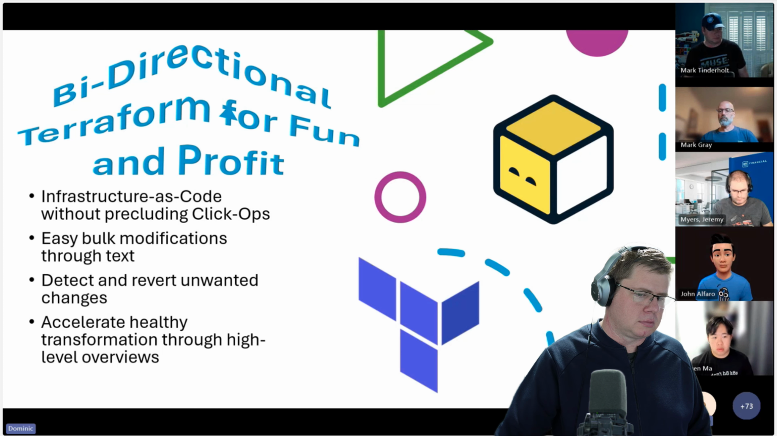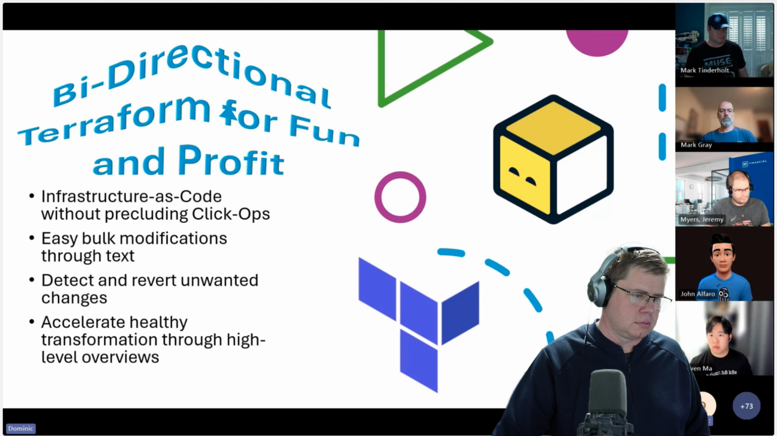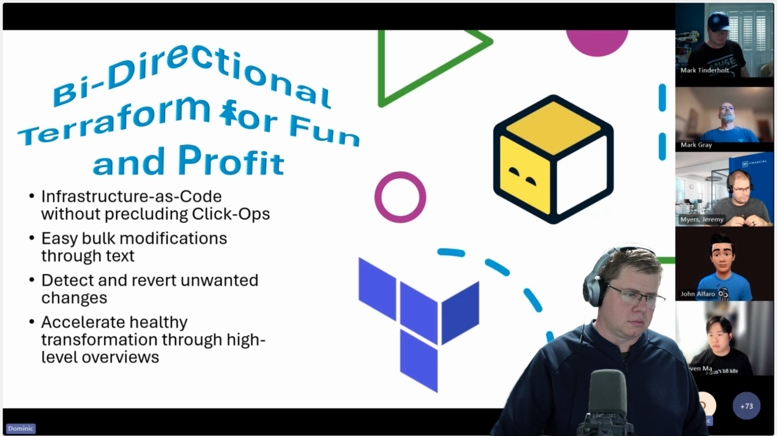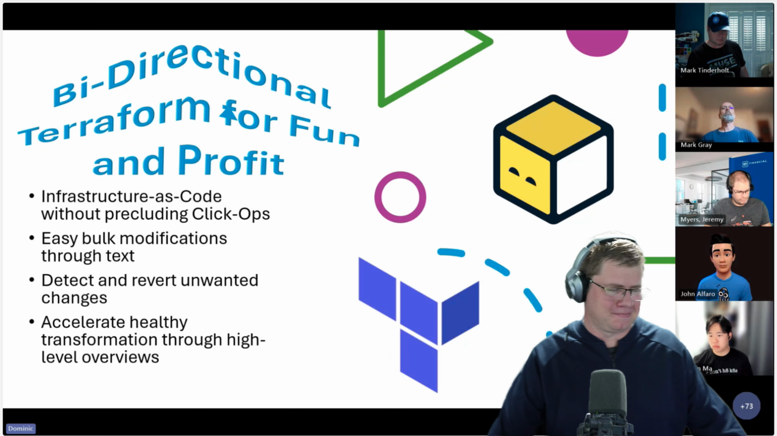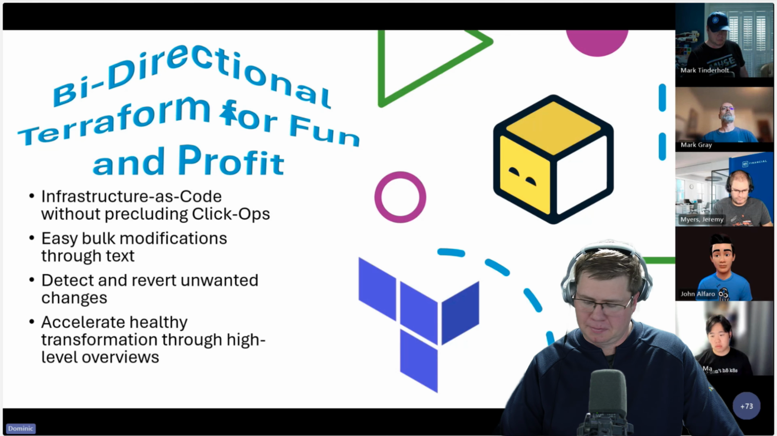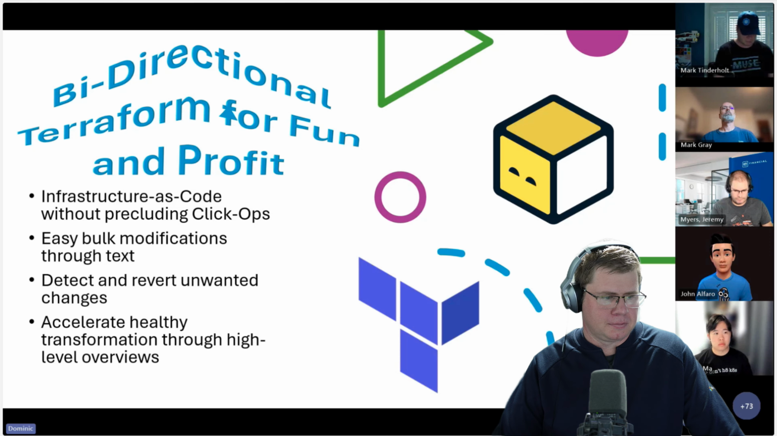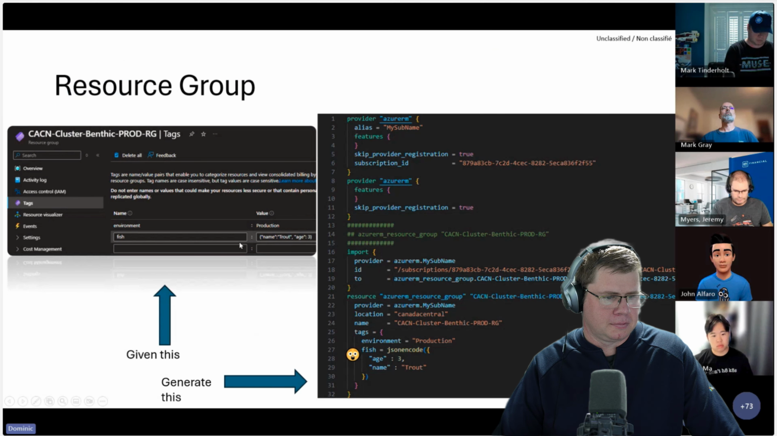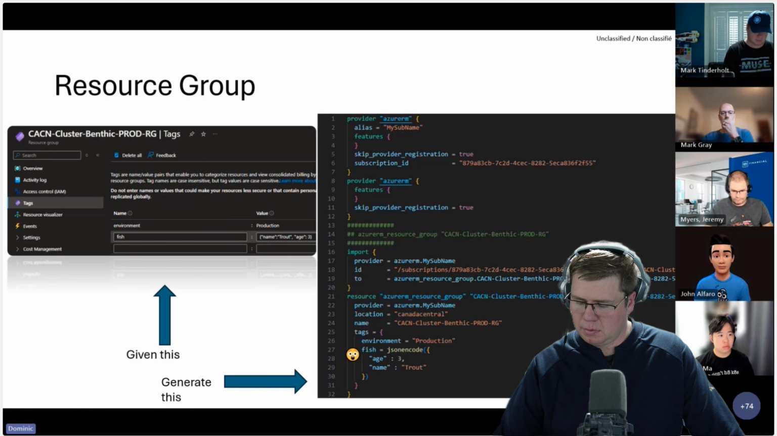precluding ClickOps. So if you need to add 100 users to a security group, that's something that's easily done through text, where if you had to click through the portal, that would be a very unhappy afternoon. And then being able to detect and revert unwanted changes, which is a core feature of Terraform, where it will tell you if something is different in the cloud versus your config, and then being able to accelerate healthy transformations through high-level overviews. So if we have a resource group with some tags, then getting the code for that, as we showed, with some snazzy features like converting the JSON to blocks instead of strings is nice, being able to have this automatically converted and organized.